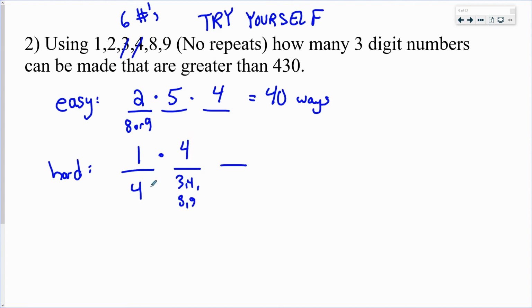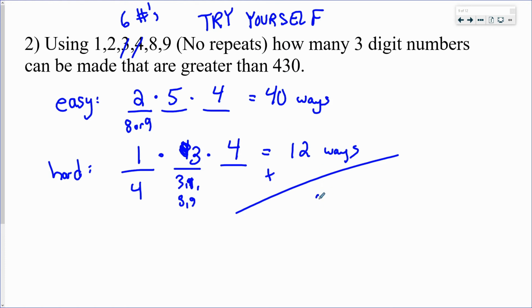Oh, no, there isn't, because I already used the 4. My bad. There's 3 options there. And then we had 6 numbers. We've used 2, so there'll be 4 left over. So 1 times 3 times 4, that's 12 ways. The addition principle of the fundamental counting principle says you can add them up to get your final answer. So there's 52 ways to do this.